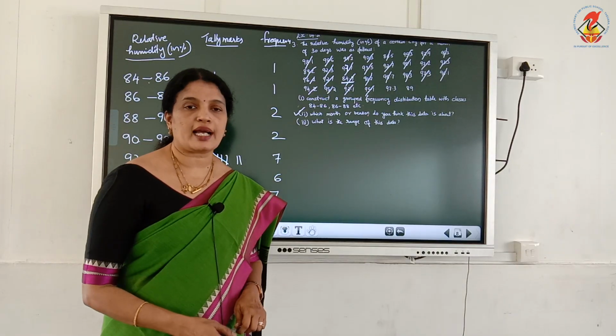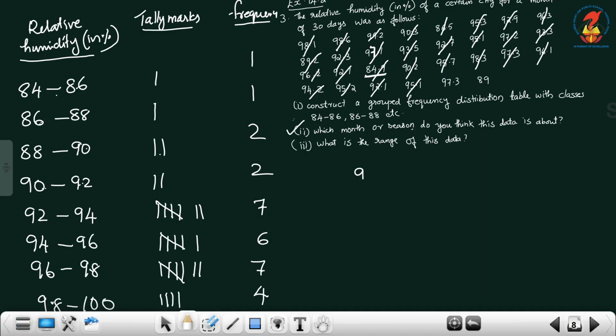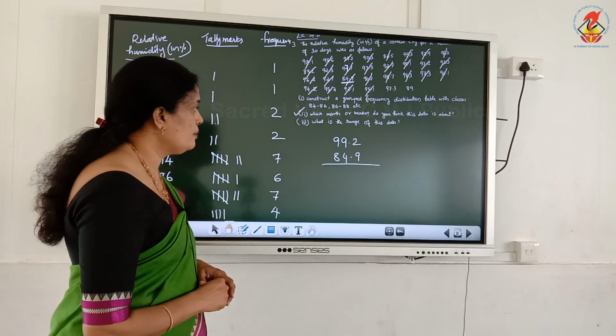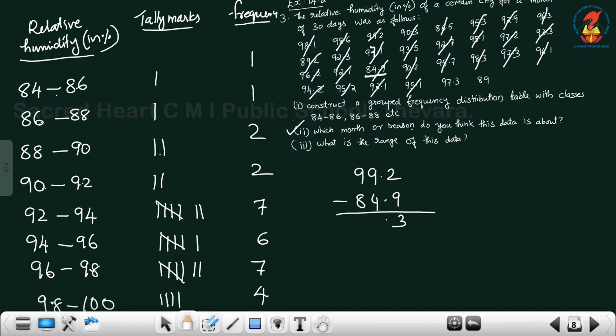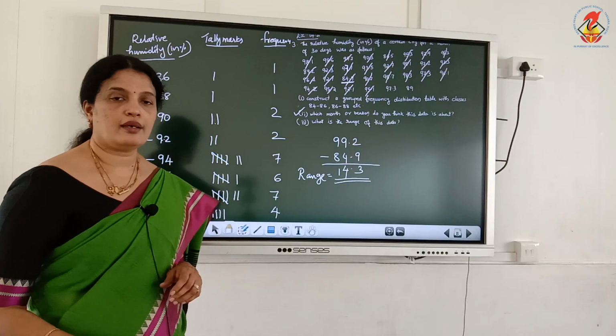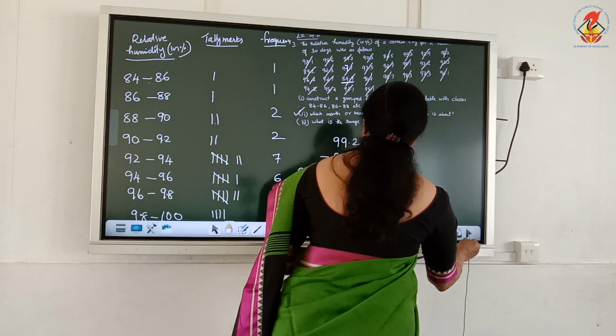What is the range of this data? The difference between the highest observation and lowest observation. What is the highest observation? 99.2. What is the lowest observation? 84.9. Okay, clear? What is the difference between these two observations? The range is equal to 14.3, the highest observation minus the lowest observation.